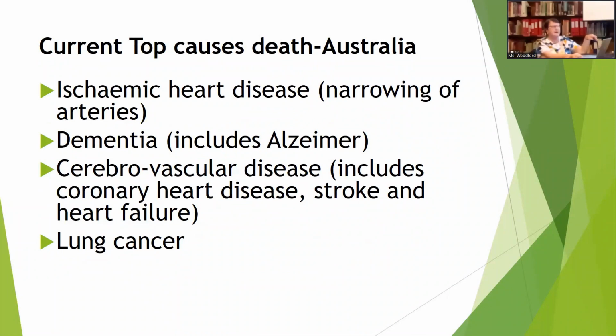So at the moment, the current top causes of death in Australia are ischemic heart disease, which is narrowing of the arteries, dementia, cerebrovascular disease, and that includes coronary heart disease, stroke and lung failure, and lung cancer.